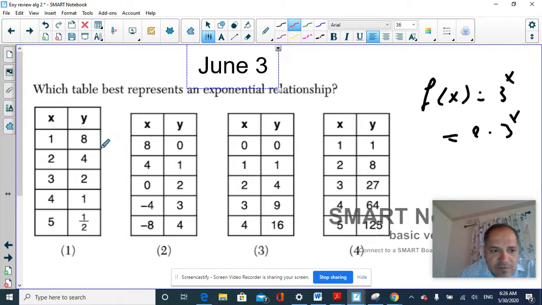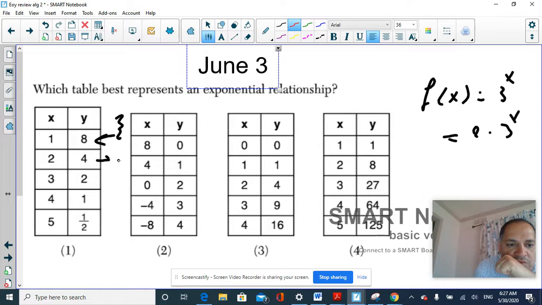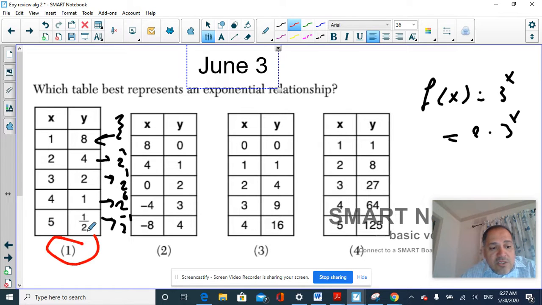If we look at function a, function 1, when x is 1, y equals what? 8. I'm going to look at y only. This is 2 power 3, yes? 2 power 2, 2 power 1, 2 power 0, yes? 2 power what? Negative 1. Does this one look like an exponential equation? Yes, exponential equation, I'm sure. So this one is correct.